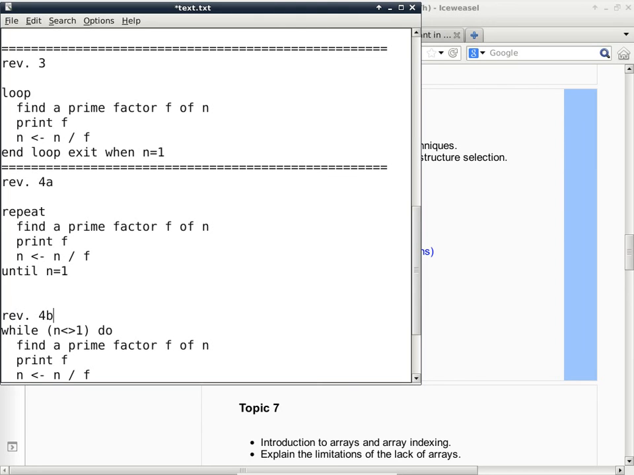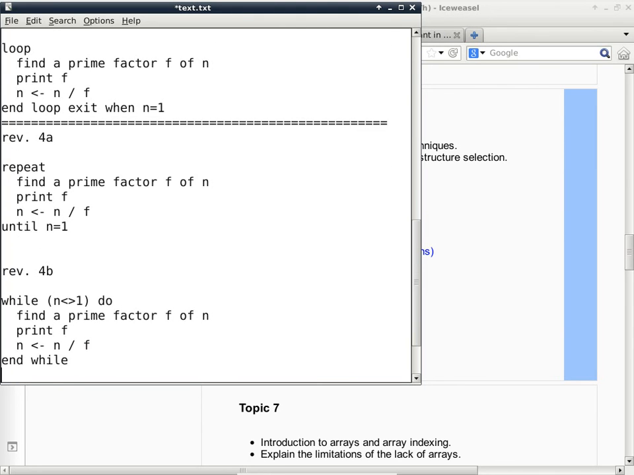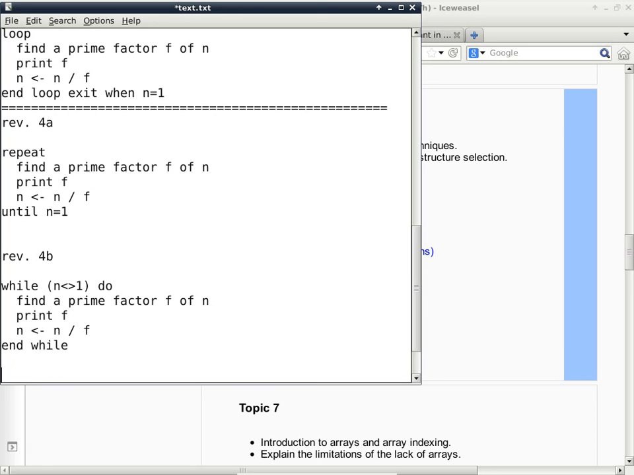This is revision 4b. Let's take a look at revision 4a and 4b and see which one may be a better choice. If I tell you ahead of time that the user may enter n as 1, then which one should I pick? Exactly. If the user may give me a number to factor, and that number may be 1 itself, I have no choice but to use 4b, because what happens when I try to use 4a when n can start with a value of 1?